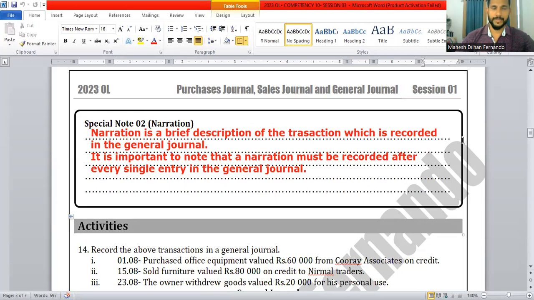So now I have introduced the general journal, its source document, and the components of the general journal. According to the syllabus, we don't need to discuss many things here. Give me a minute. Shall I erase this?